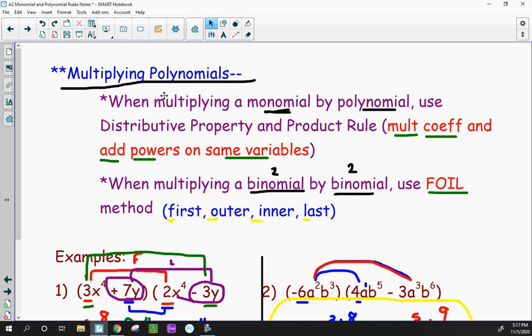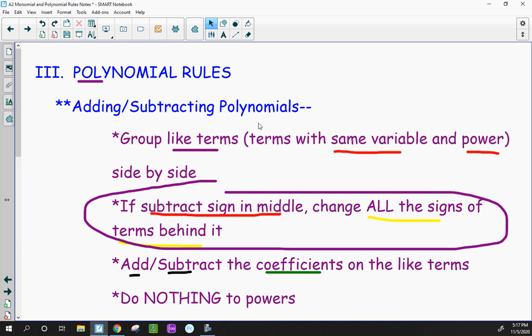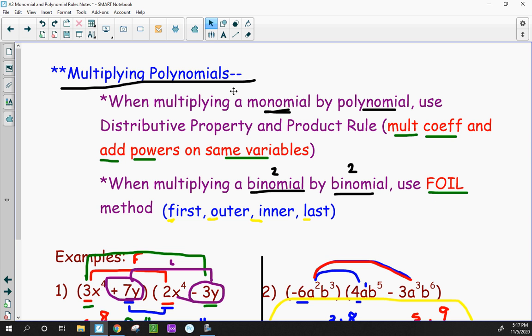Okay, so big 2 learning targets. You need to be able to add and subtract polynomials and multiply them as well.